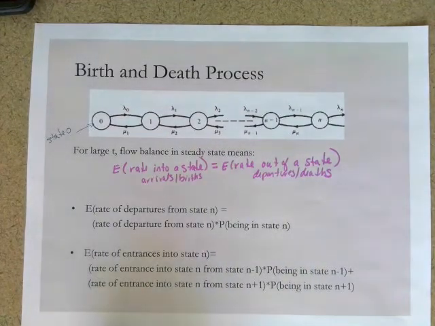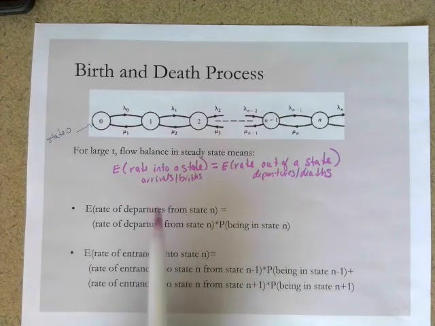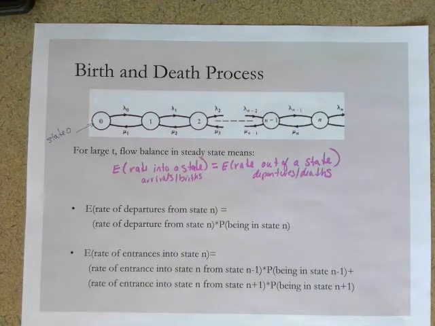Same thing for my expected rate of entrances, or my expected arrivals into a state. That is going to be the rate, now this is where it gets a little more complicated. It's going to be the rate of entrance into the state from state n-1 times the probability of being in n-1 in the first place, plus the rate of entrance into state n from being in the subsequent state times the probability of being in that state. And I'm going to be able to show this a lot better on my next example. So let's take a look at that.